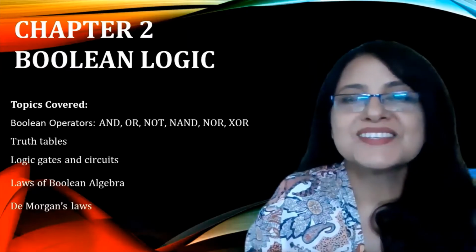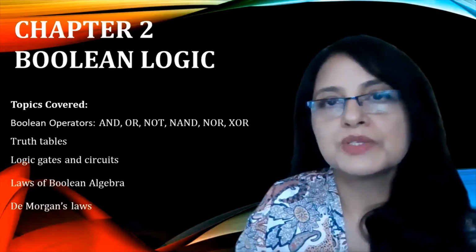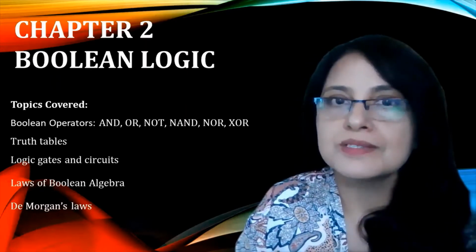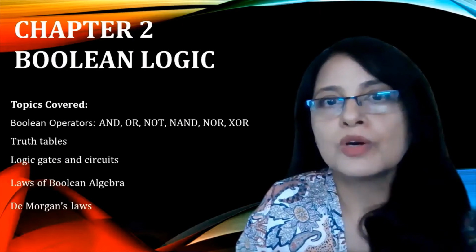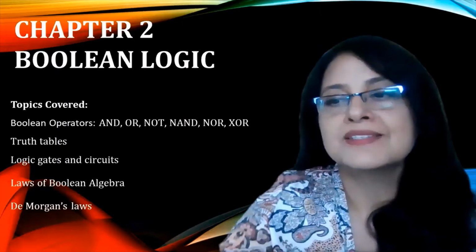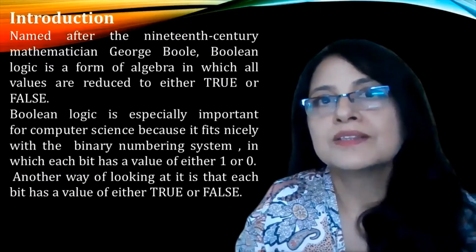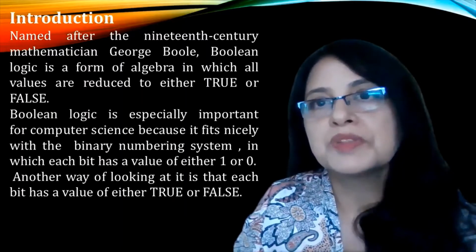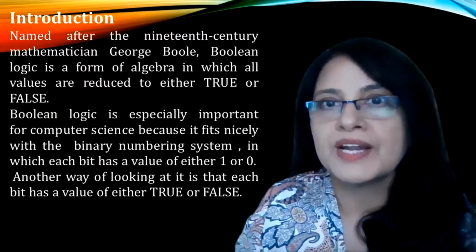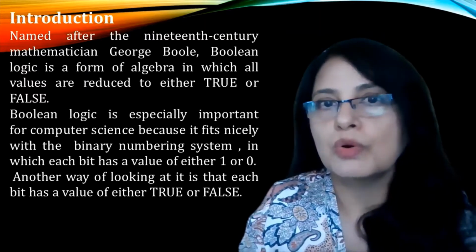Hi everyone, we start with chapter 2, Boolean Logic, and we're going to cover the topics Boolean operators, truth tables, logic gates and circuits, laws of Boolean algebra, and De Morgan's laws. Now, George Boole, the mathematician, came up with Boolean logic, which is a form of algebra in which all values are reduced either to true or false.